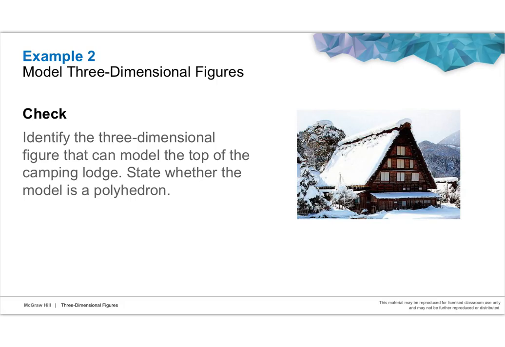So checking our check for page 109, we were asked to identify the three-dimensional figure that can model the top of the camping lodge. If I draw on here, that front surface is clearly a triangle. But the top of the lodge space is going to be including this roof as well. And that is a quadrilateral or parallelogram surface. So we know we have a type of polyhedron, which is a prism, and that would be a triangular prism. We'll see you in the practice.